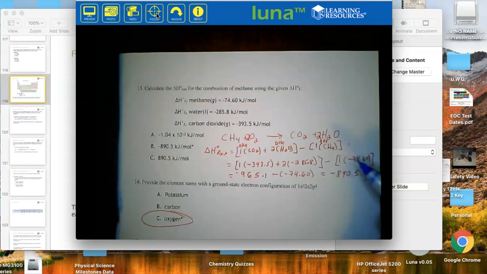Number 20, how many subshells are found in the second energy level or shell? If you look at your periodic table here, you see for period 2, energy level 2, there's the S and the P subshells. For 1, there's just S. For 2, there's S and P. For 3, there's S, P, and D, and so on. So your answer should be 2 for the second energy level or shell.